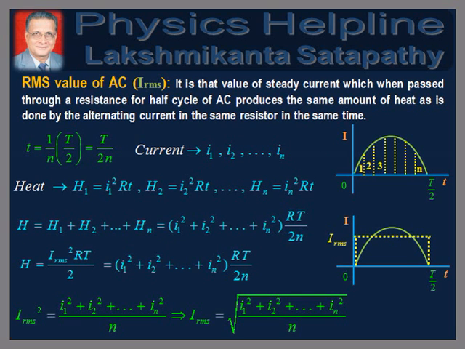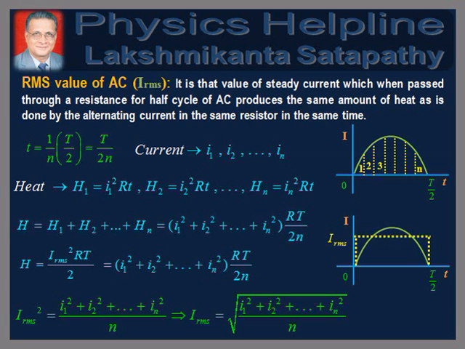RMS value of AC is that value of steady current which when passed through a resistance for a half cycle of AC produces the same amount of heat as is done by alternating current in the same resistor in the same time.